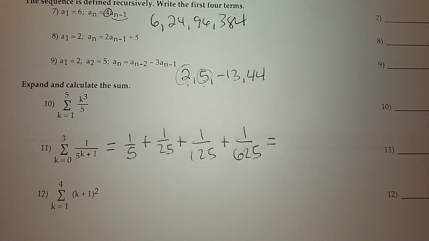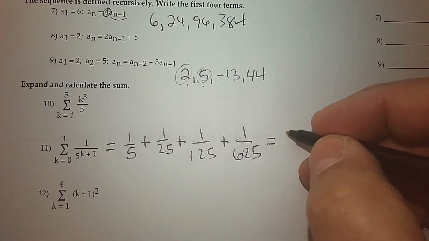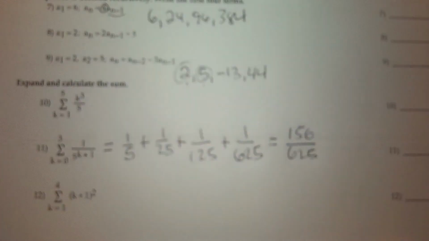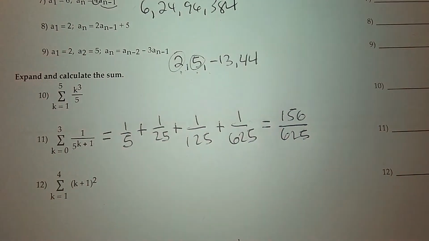But I'm not done yet. I got to use my calculator. Can you add it up? So 1 over 5 plus 1 over 25 plus 1 over 125 plus 1 over 625. And the exact answer here is 156 over 625. So when you're ready, turn the page.